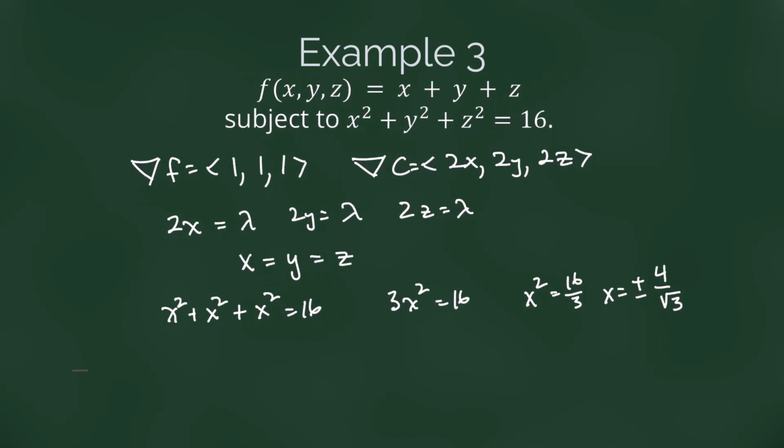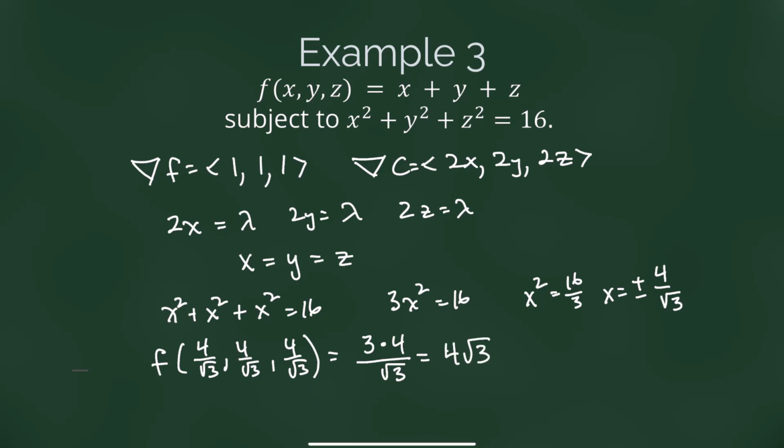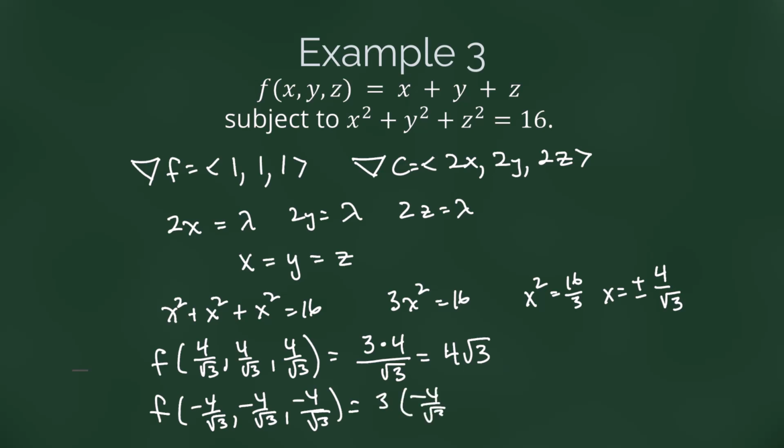So we get that f of positive 4 over root 3, 4 over root 3, 4 over root 3 is going to be those 3 added together. So we get 3 times 4 over root 3, which is 4 root 3. And if we choose them all to be negative, we get 3 times negative 4 over root 3, which is negative 4 root 3.